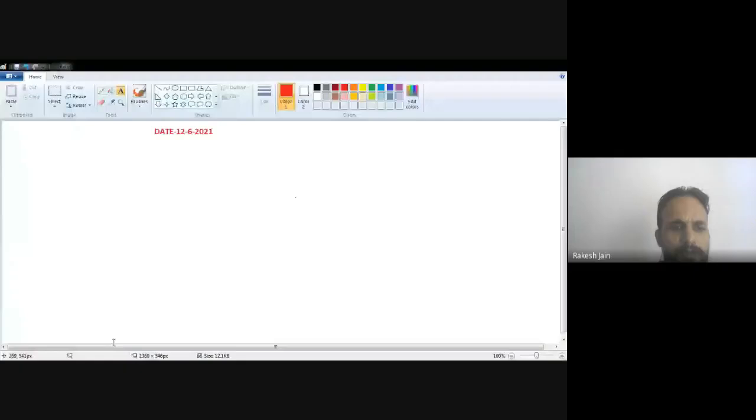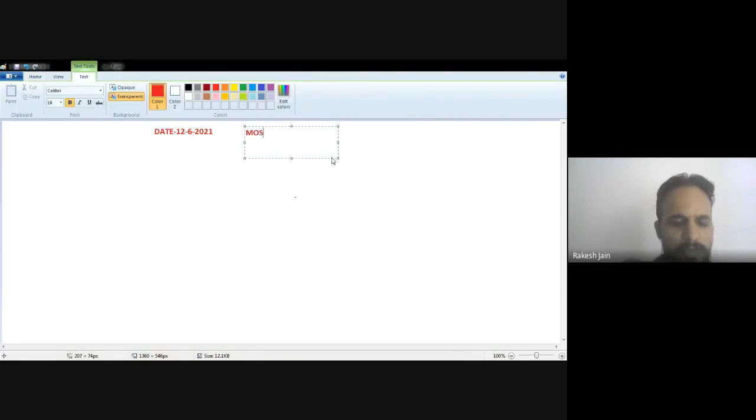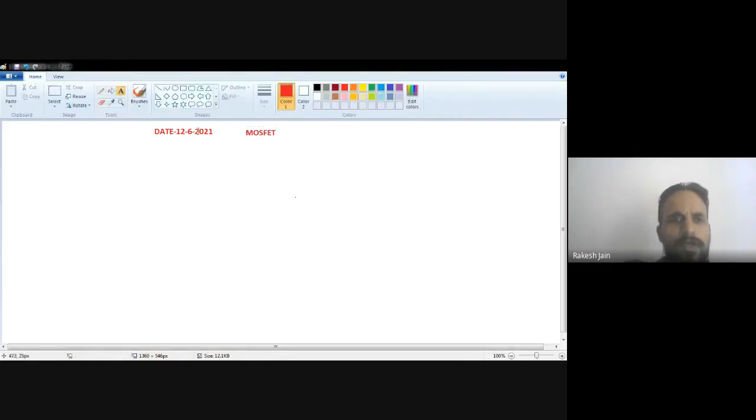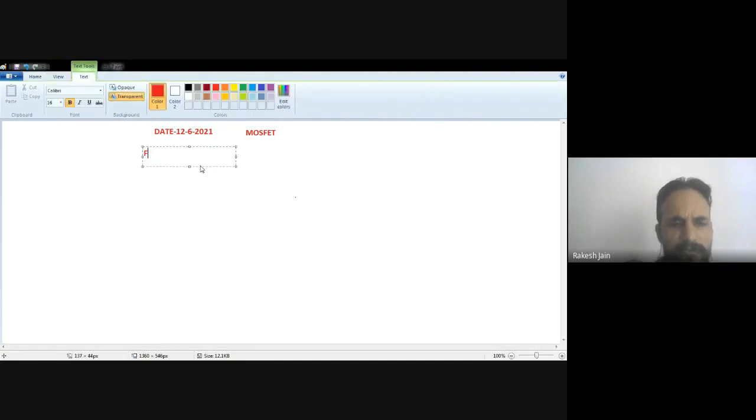First of all, just see this MS Paint file where I will show you all about the metal oxide semiconductor field effect transistor. On this MS Paint file, you can see our topic name. On 12th June 2021, we are going to start a topic whose name is MOSFET. Actually, there is a device known as the field effect transistor, FET, which stands for field effect transistor.